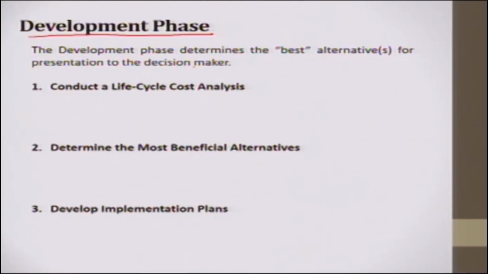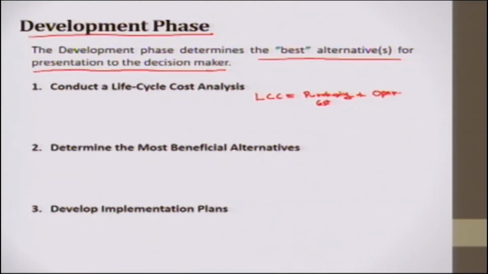In the development phase, we determine the best alternatives that are made ready for presentation to the decision maker. So we conduct a life cycle cost analysis. Life cycle cost is purchasing cost, plus operations cost, or I would say operating cost, plus disposal or replacement cost.